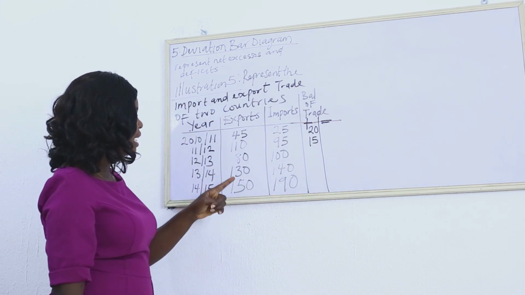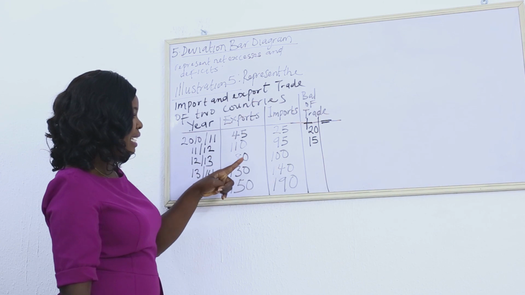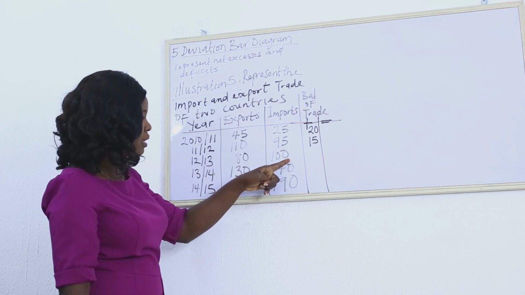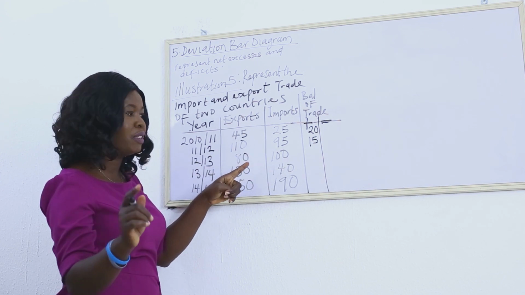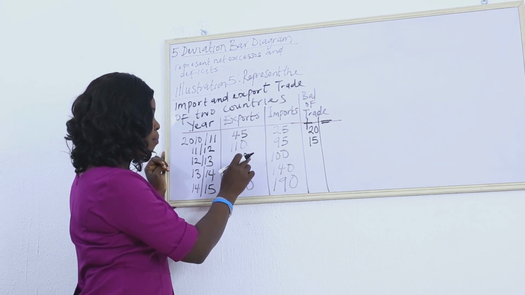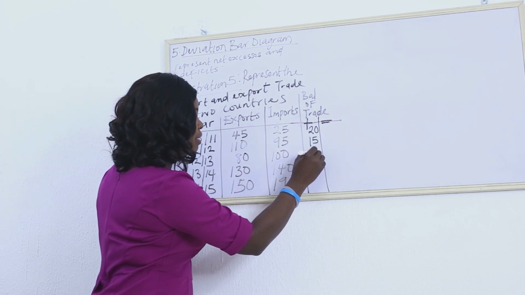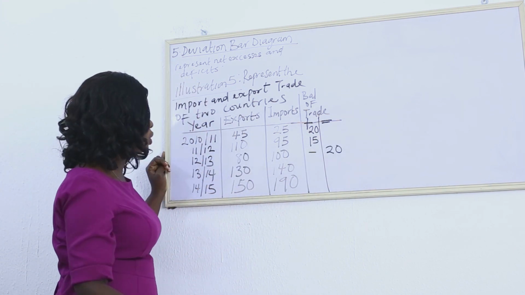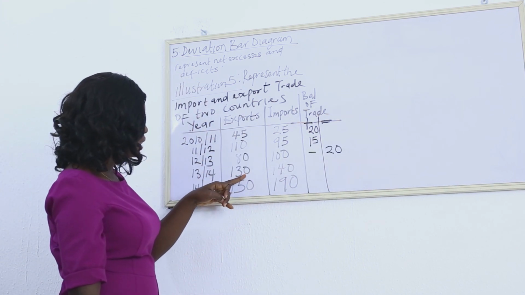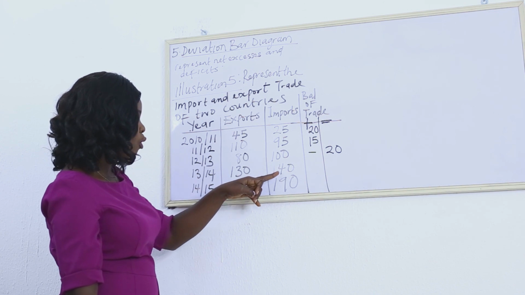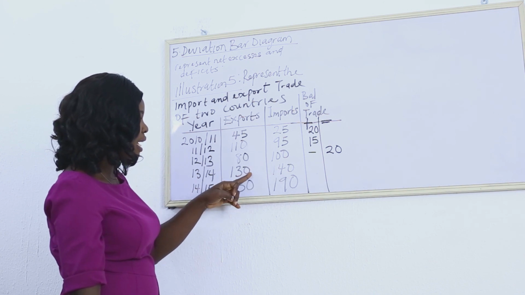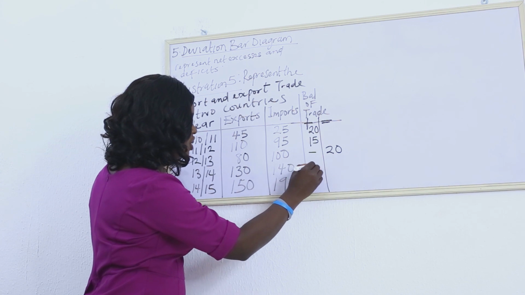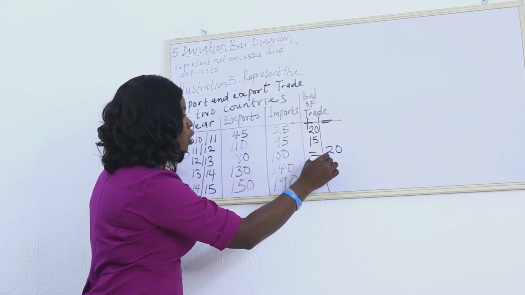Then for the next year, we have 80 and 100. Because the import is more than the export, it is a deficit. So 100 minus 80 will give us minus 20, or a deficit of 20. Then the next one says 130 and 140. The import is greater than the export, so we have a deficit of 10.